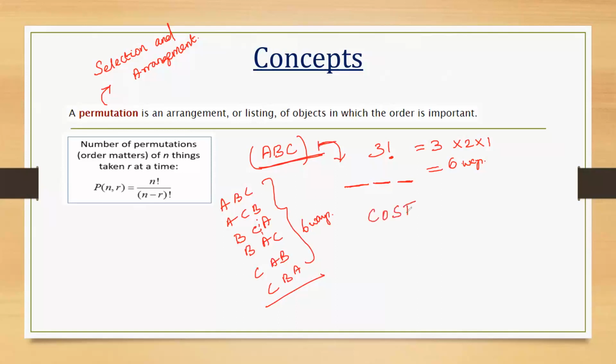In how many ways can you arrange the word COST, with or without meaning? Nothing but we have 4 letters, right? 1, 2, 3, 4. To arrange 4 letters, the number of ways is 4 factorial. So 4 into 3 into 2 into 1, which is 24 ways. Okay. Clear. So permutation is an arrangement.